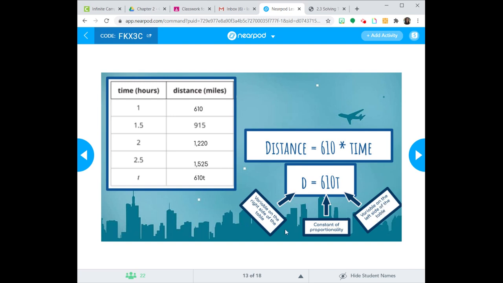So that's the pattern you're always going to follow when you're writing these equations. The right side is equal to your constant of proportionality times the left side. And then the letters are just shortened versions of those words that we say. You can use whatever letters that you want.